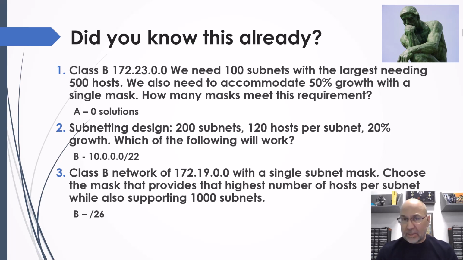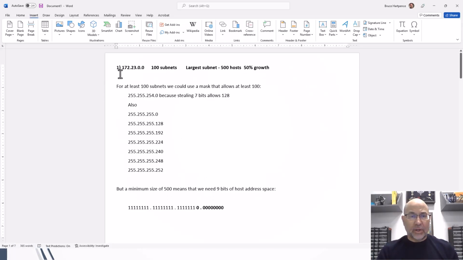How many masks, in other words, how many different subnet masks could you apply to all the subnets to meet this requirement? The answer is there aren't any. So let's see why that is. I worked this out. Here's our problem: 172.23.0.0. We want 100 subnets and the largest subnet 500 hosts with 50% growth.